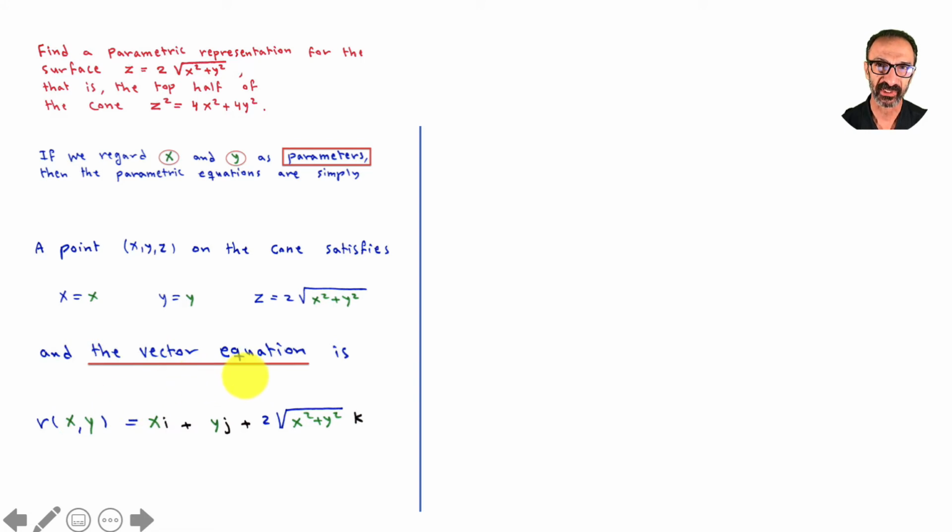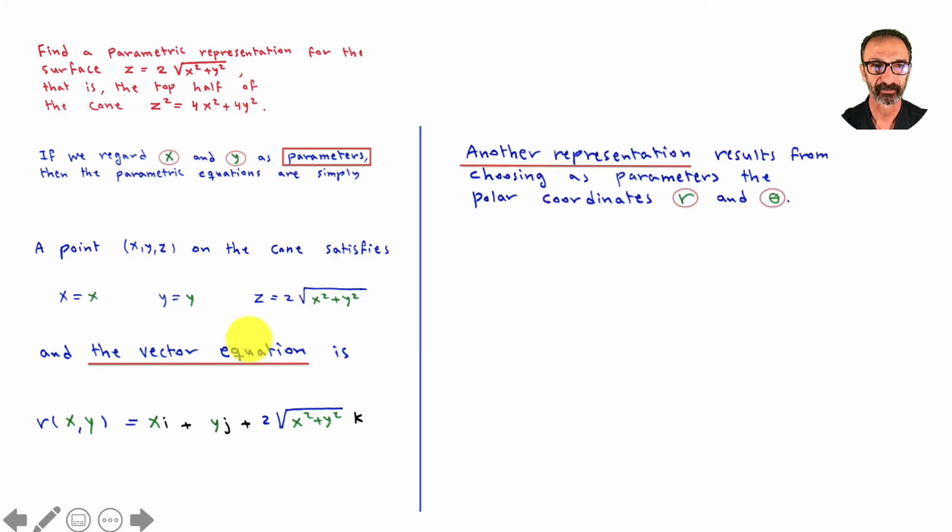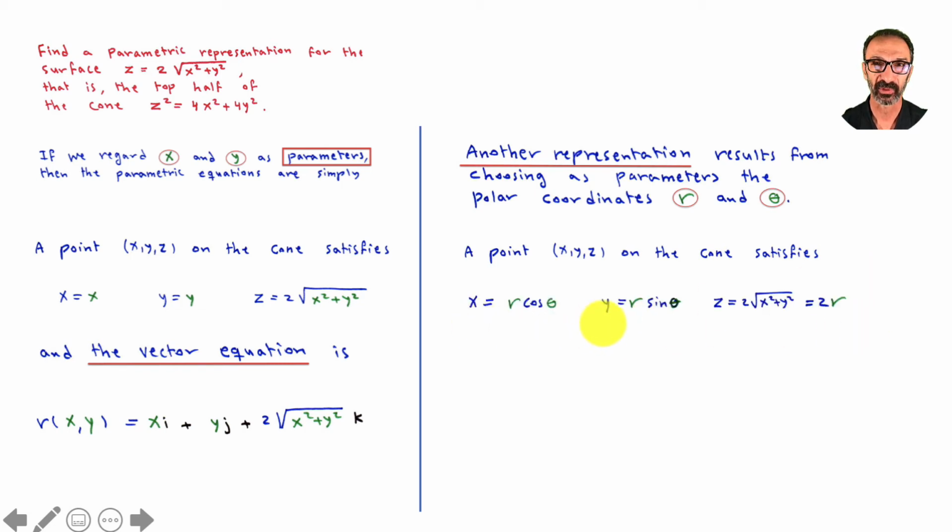Here's another way to represent the cone that we have. We could use polar form or polar coordinates. In this case, the parameters are not going to be called x and y, they're going to be called r and theta. A point x, y, z on the cone satisfies the following: x equals r cosine theta, y equals r sine theta, and z equals 2 square root of x squared plus y squared. We're going to call it 2r because we're not going to speak of x and y.